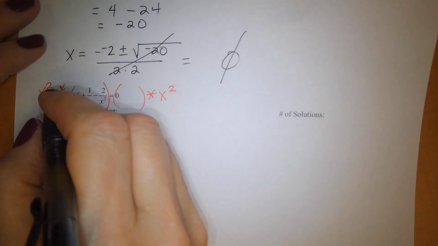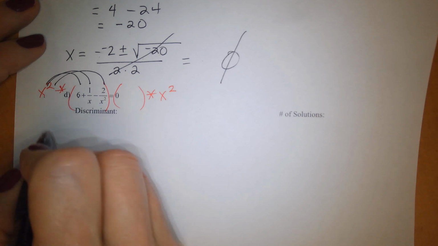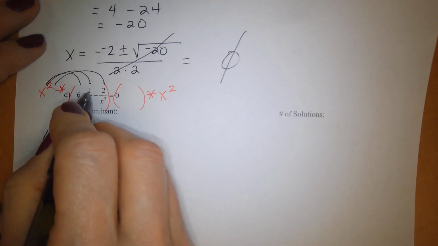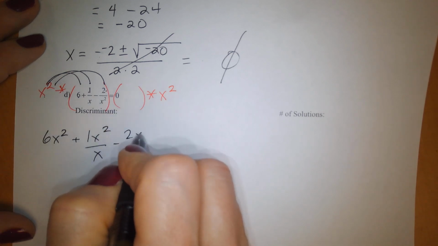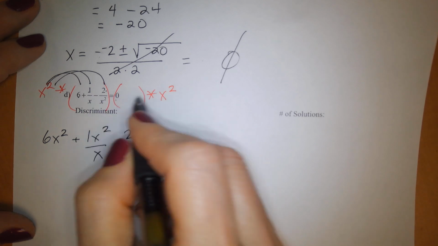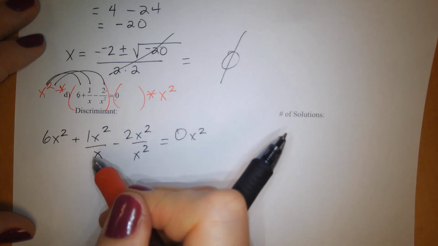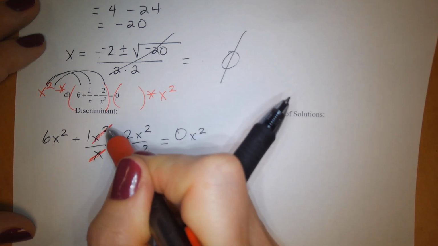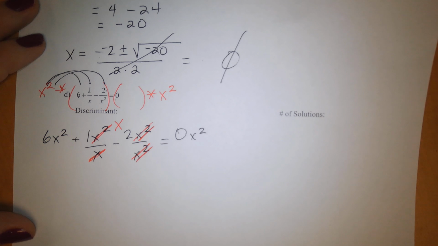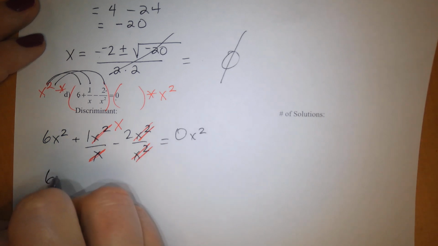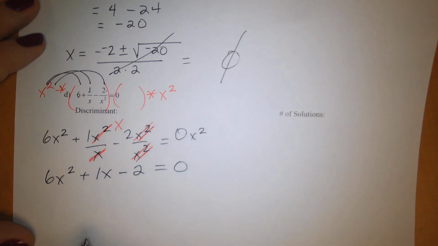So when I multiply x squared times all 3 terms, you're going to get 6 times x squared, 1 times x squared, 2 times x squared, 0 times x squared. You'll see that some of these x's will cancel. One of these x's will cancel with one of these x's. Both of these x's will cancel with both of those x's. So we're left with 6x squared plus 1x minus 2 equals 0.